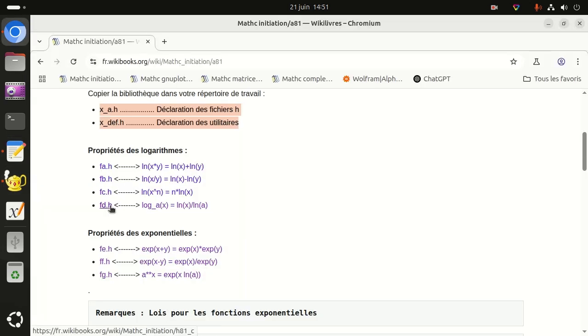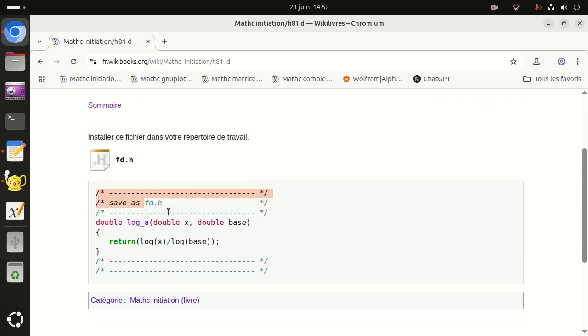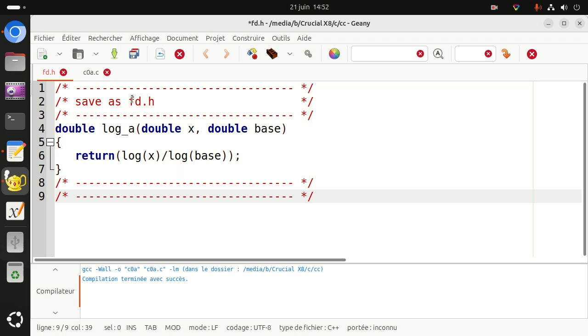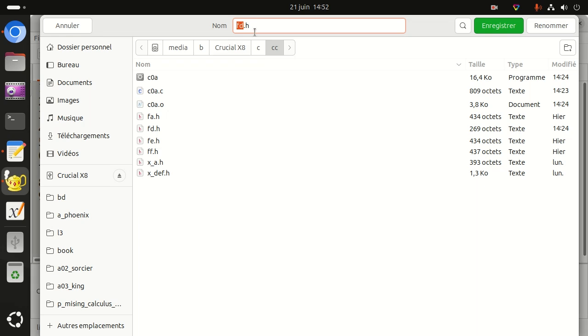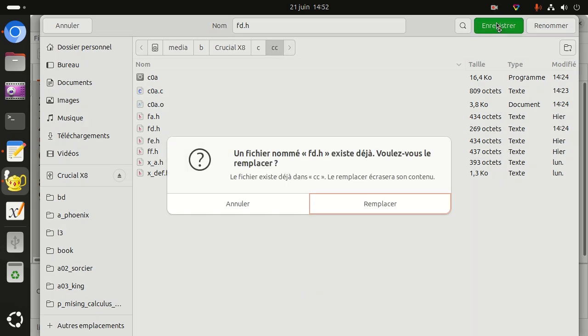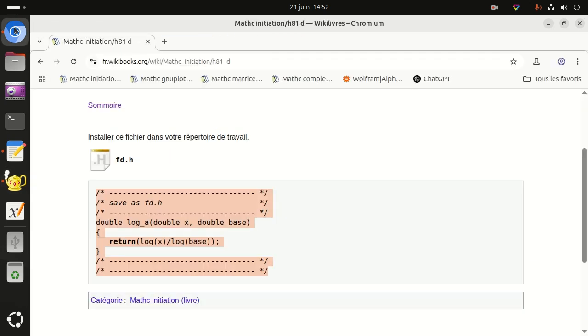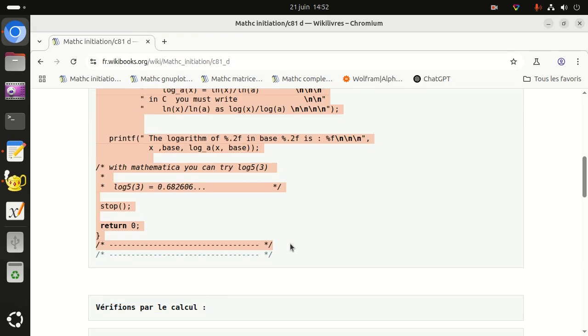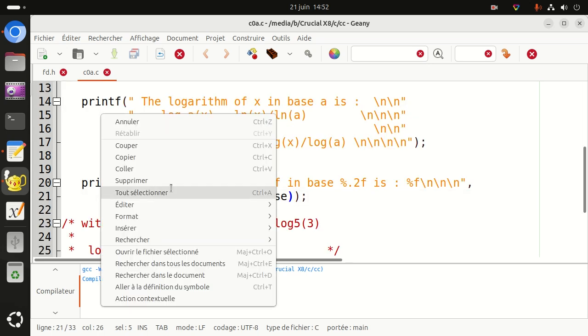First I must download this example. This example is in two files, a hash file, fd. I copy this file into my editor and I save this file with the name fd. Now I must download the C file for this example. I copy this C file.